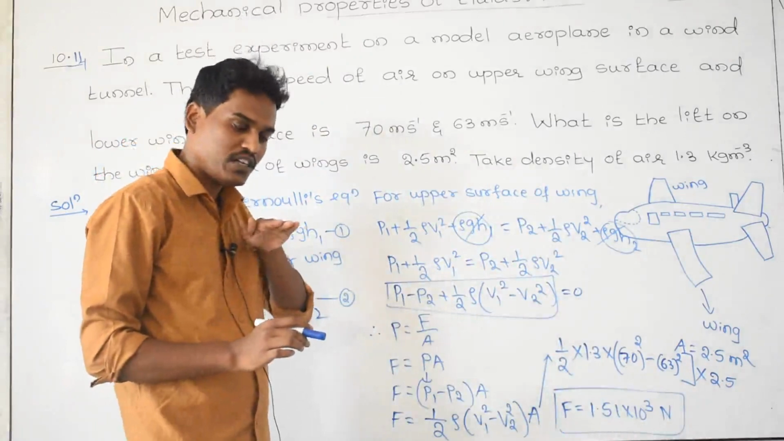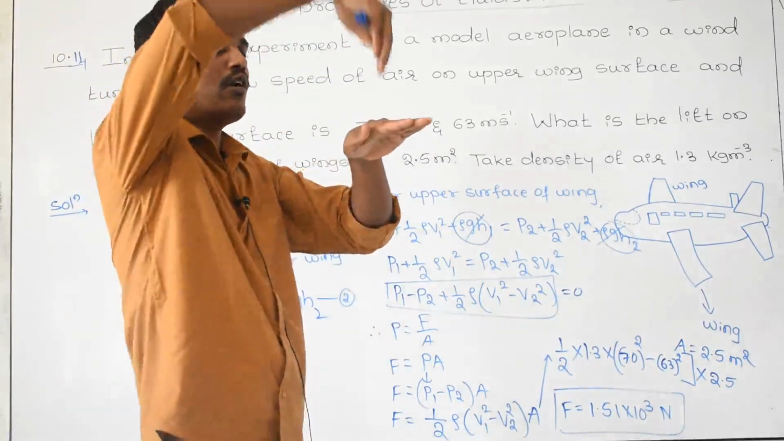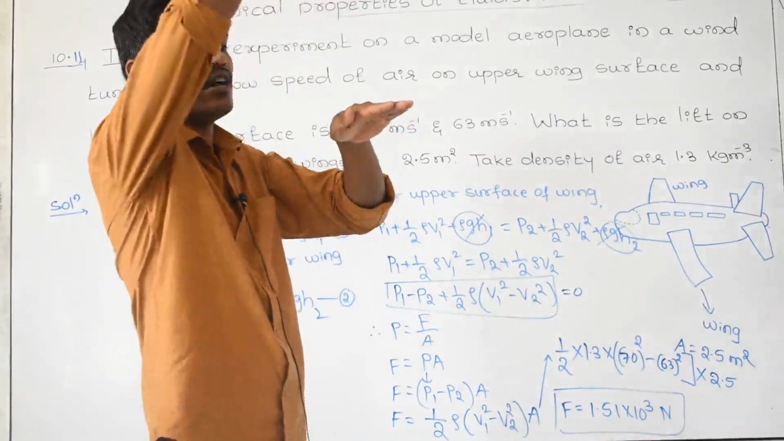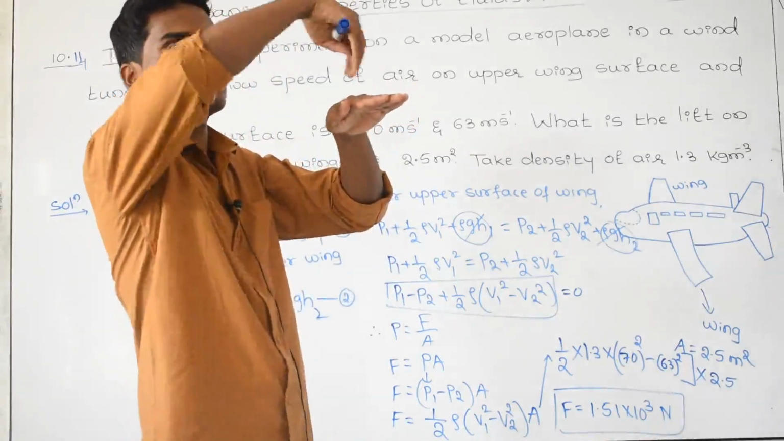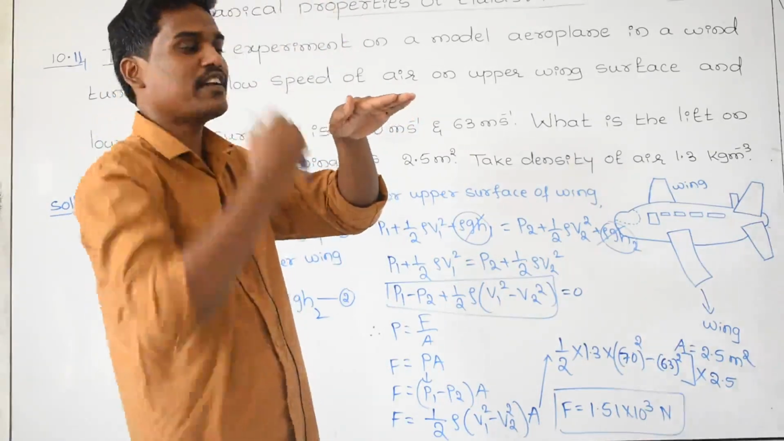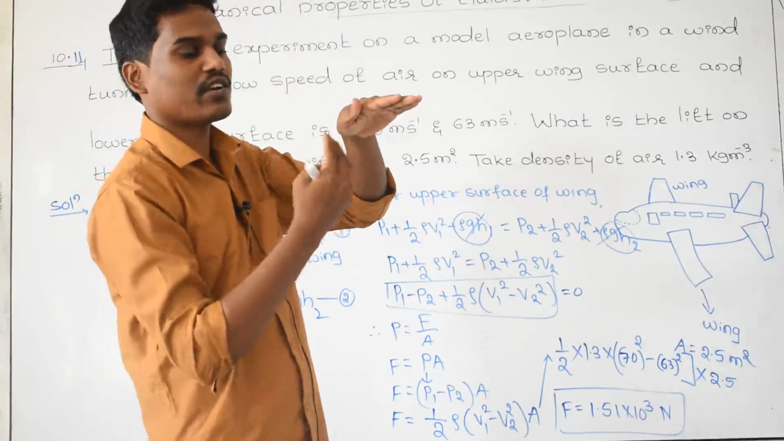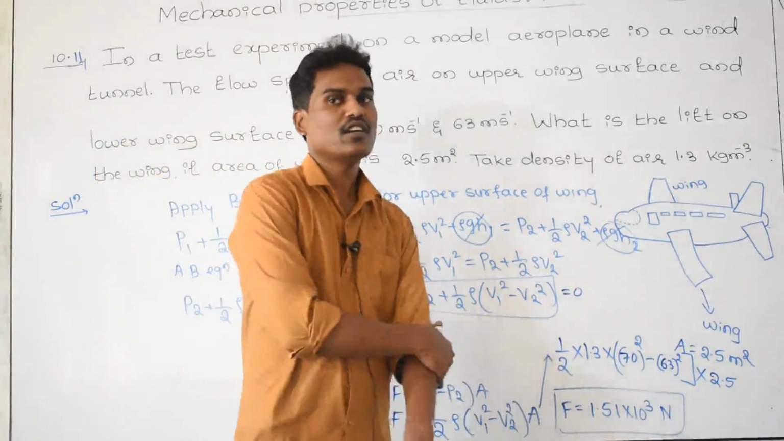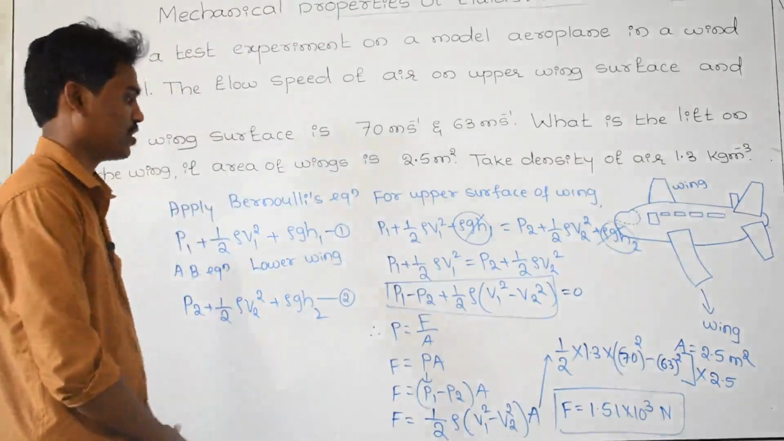Whenever the aeroplane is lifting, there is a downward force and an upward force, and the upward force is more than the downward force. Downward minus upward, whatever answer you get, the net upward force is equal to 1.51 into 10 to the power of 3 Newton.